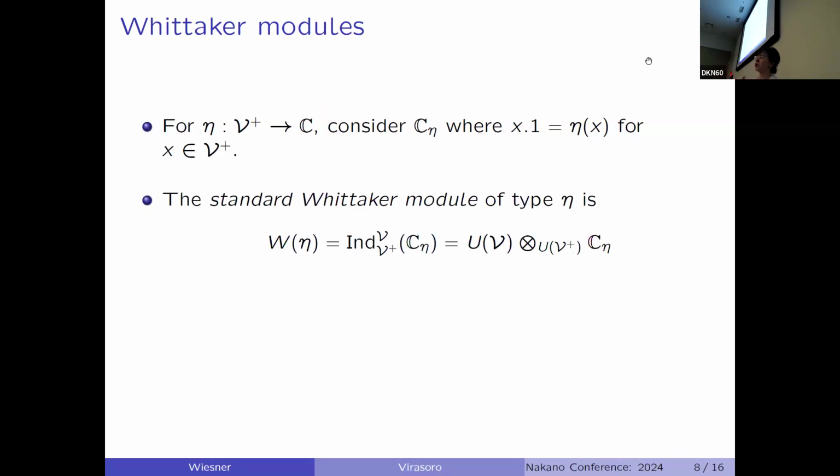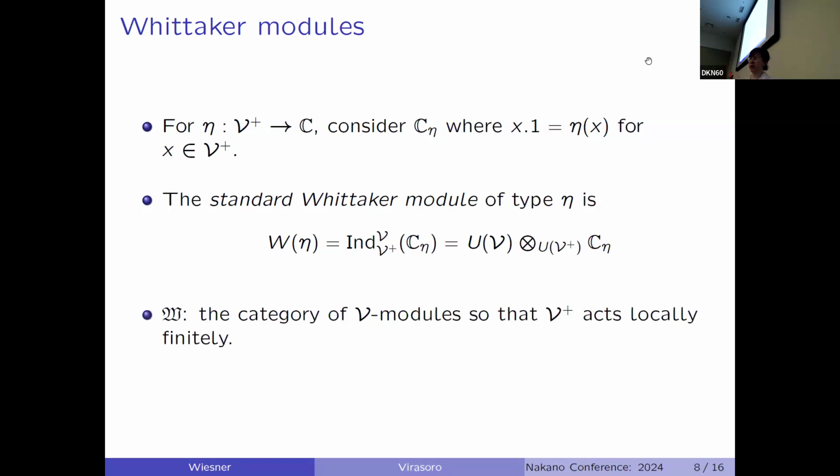I'll just list one of these, which now gets called the standard Whittaker module. Typically, we could just take a one-dimensional Vir plus module and induce it up to the full module. And this is notation I'll use later on, so that's why I wanted to introduce it here. But these don't make up a nice category on their own, so maybe the right category to look at here is Vir modules where Vir plus acts locally finitely.